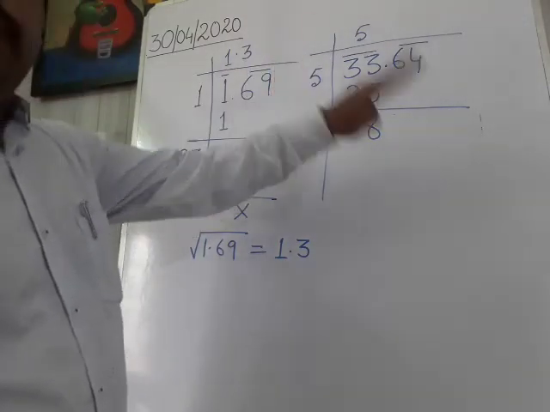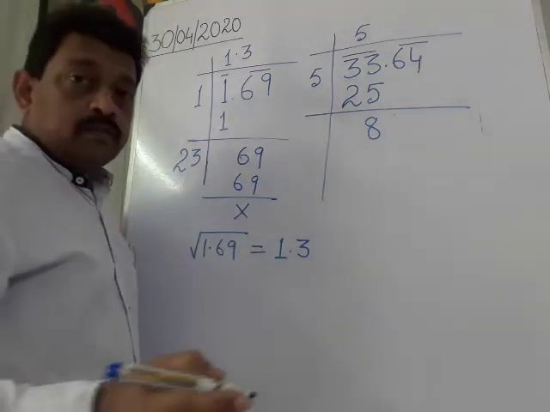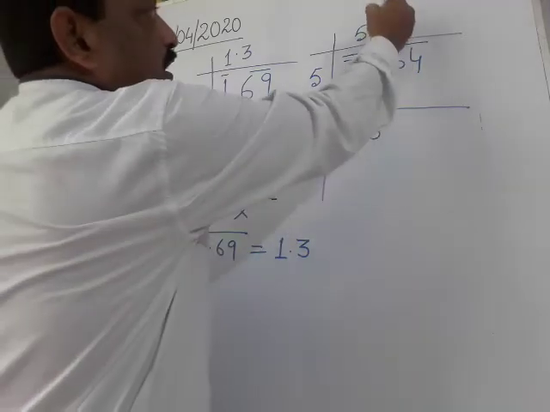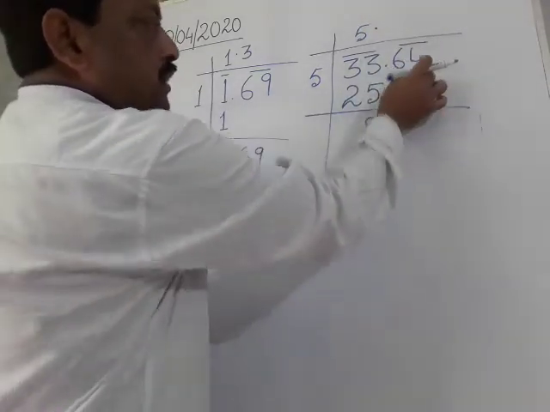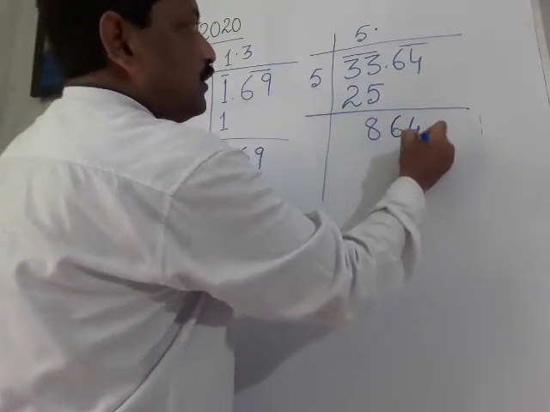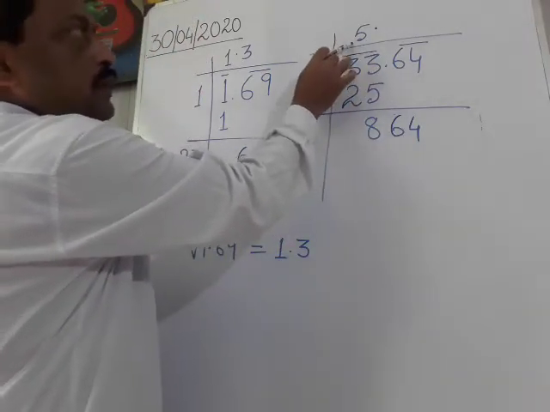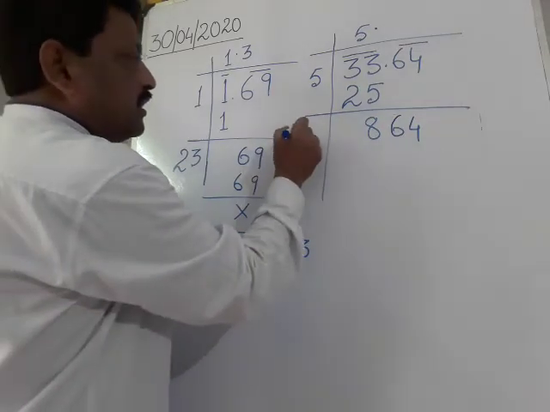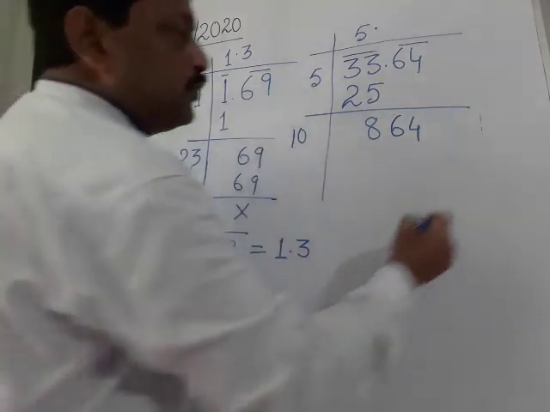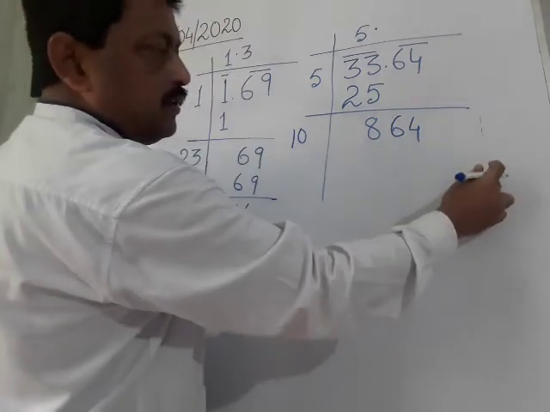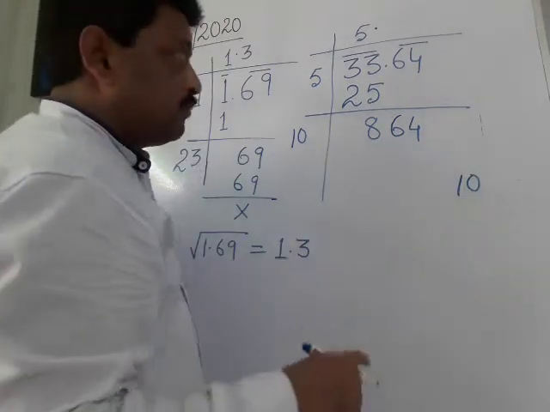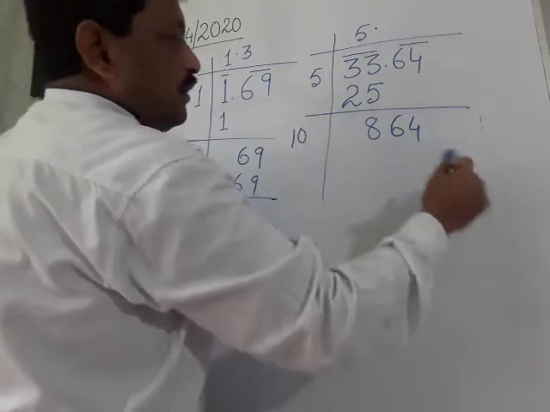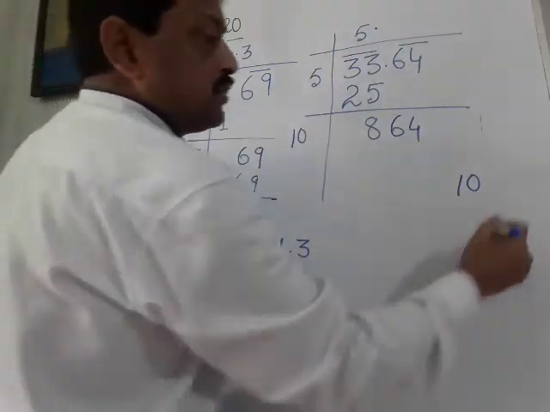Now our integral part is over. We are moving to the decimal part. I have told you earlier also, as soon as the integral part is over, we have to put a decimal here. Then the second group will come down, 64. Now double this, 5 into 2 is 10. We have to put a number beside 10, and it will be multiplied with the same number, that is whatever number I am writing here, I have to write here, so that their product is 864.